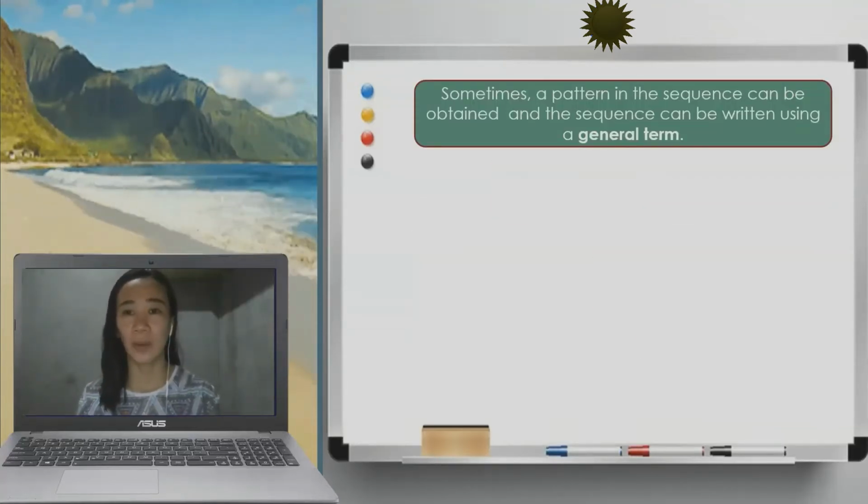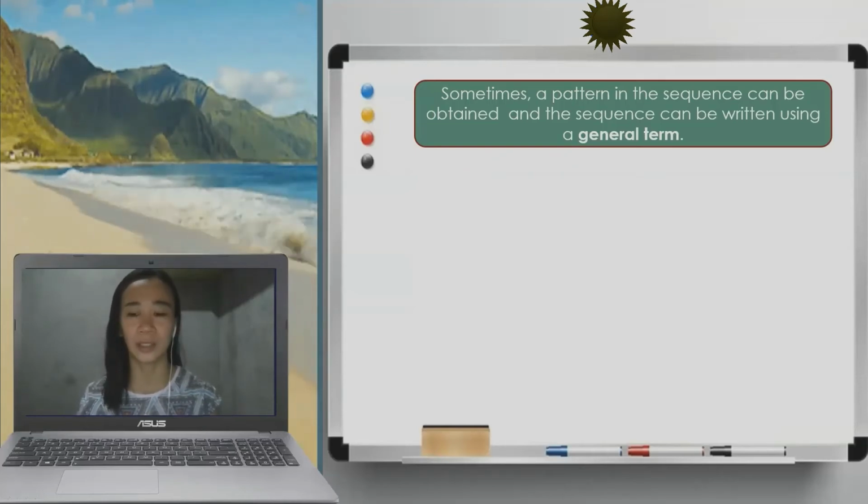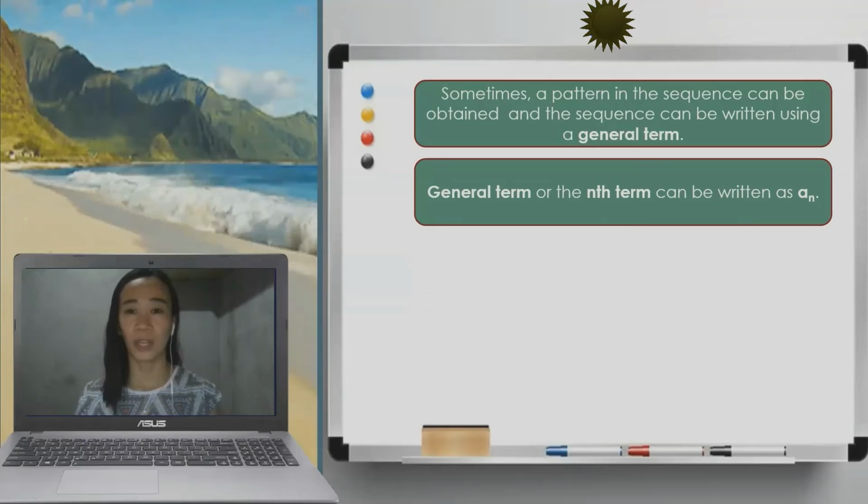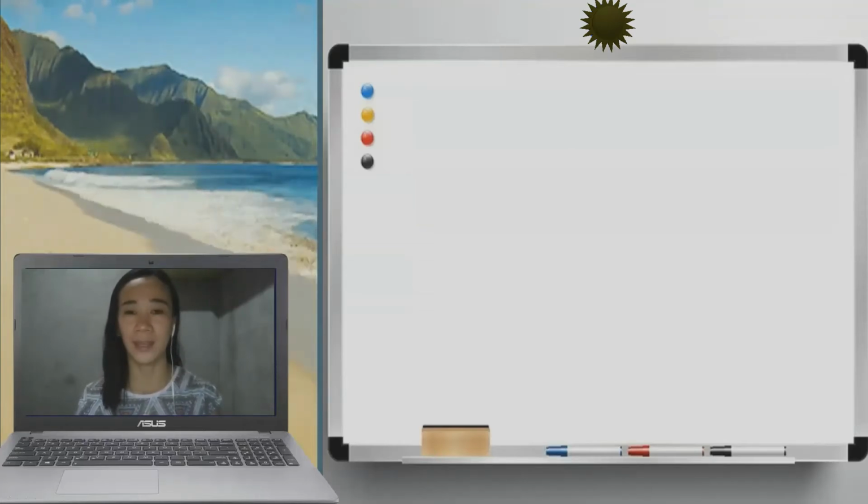Sometimes a pattern in the sequence can be obtained and the sequence can be written using a general term. The general term, or the nth term, can be written as A sub n.